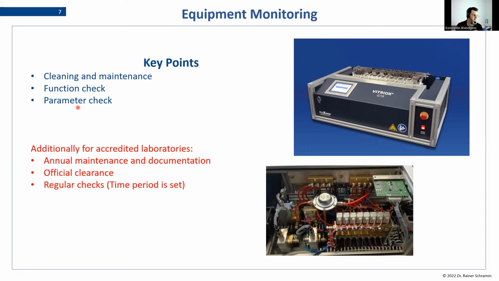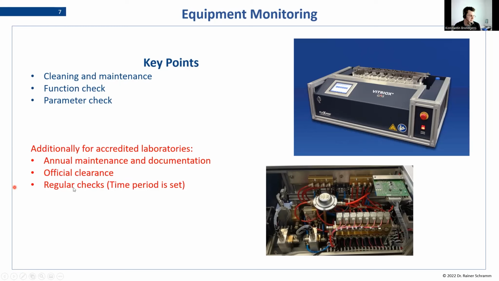For us as an accredited lab, again, we have to do this on a regular basis, and again, we have to do the documentation. We are not allowed to use equipment that has not been maintained properly. It comes down to the clearance. Basically, at each point in time, our machines or the equipment we use has a status, and it's either cleared or not. And if it's not cleared, I'm not allowed to use it.